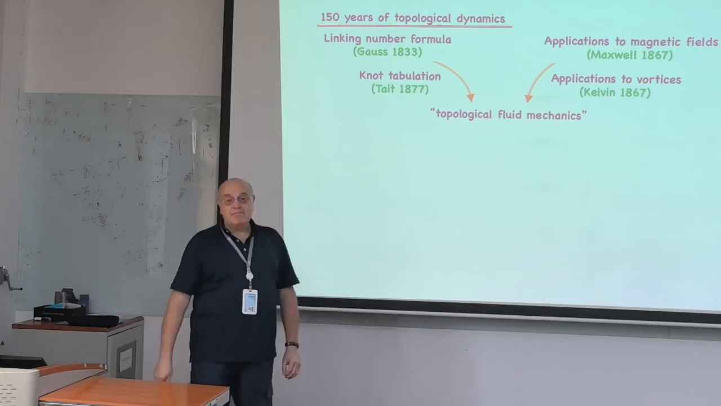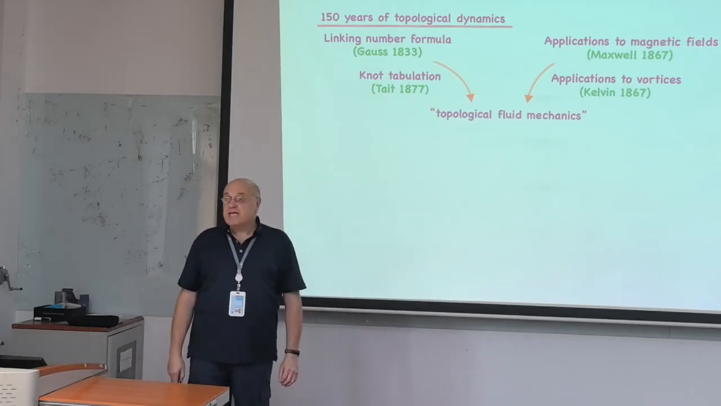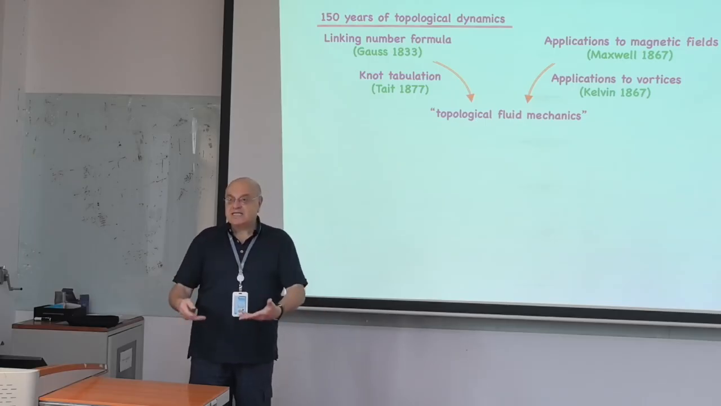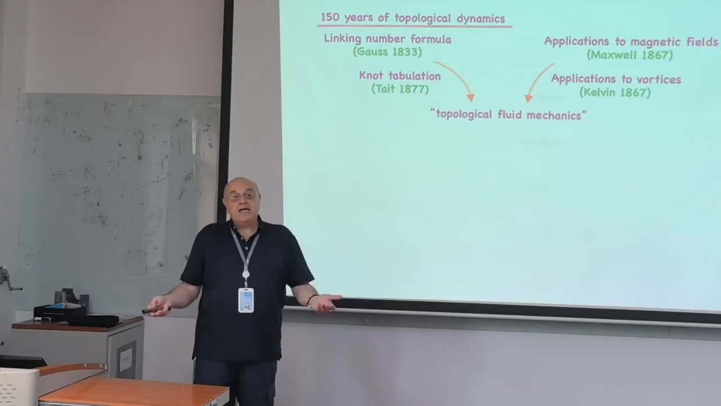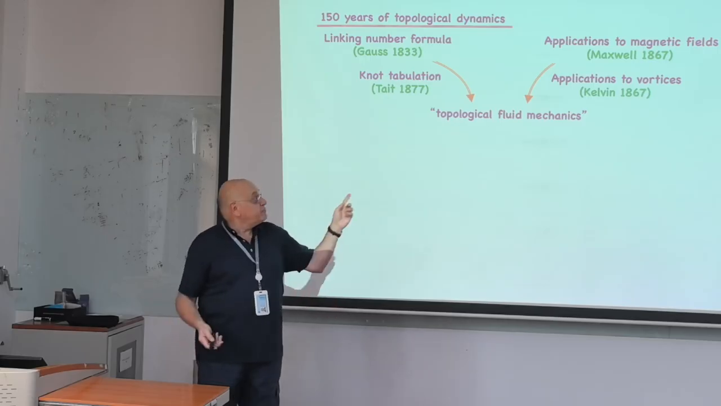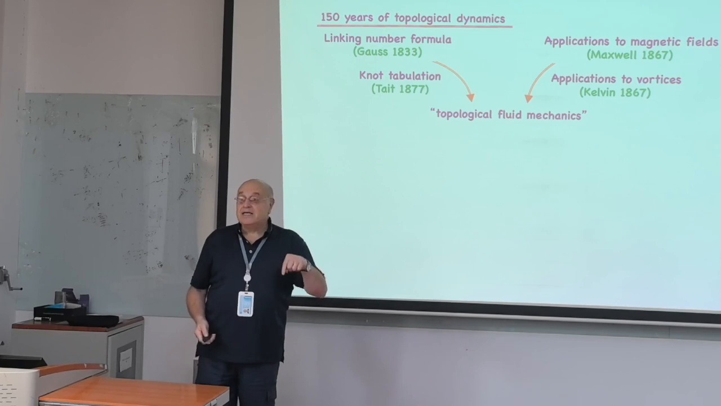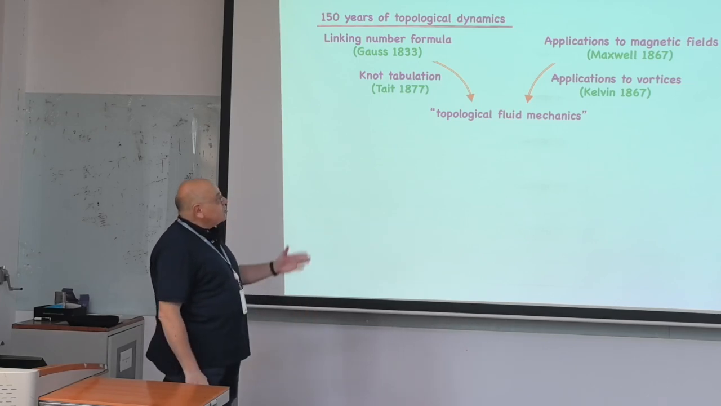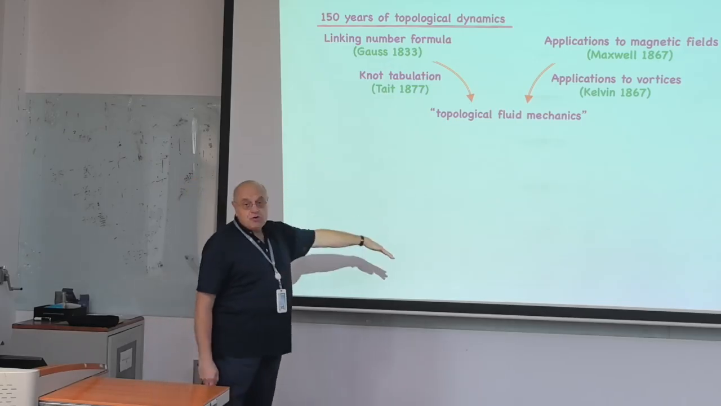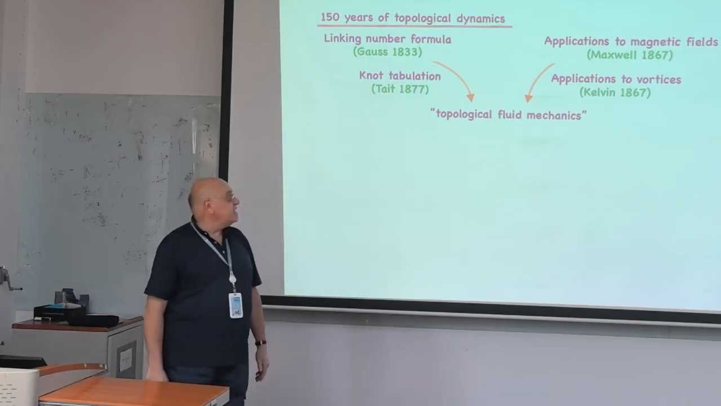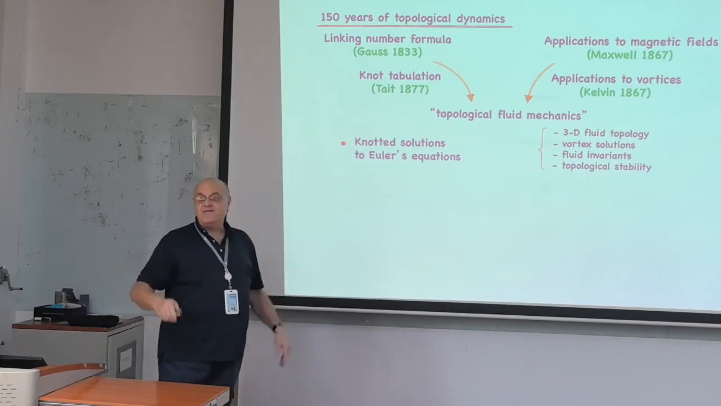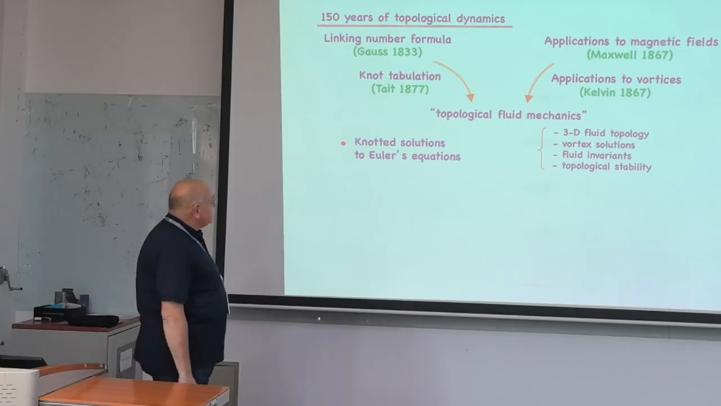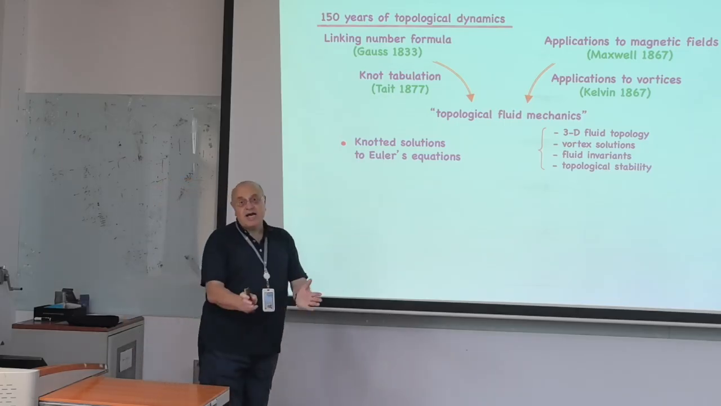Because the Gauss linking number formula of 1833 remained without proof. Gauss stated something, and then we had no proof. And the proof was given by Maxwell in the book on electricity and magnetism. And then, of course, the work of Kelvin. Today, after 150 years, we have many, many fields from mathematics to physics dedicated to this approach. Well, I'll stick to classical physics.